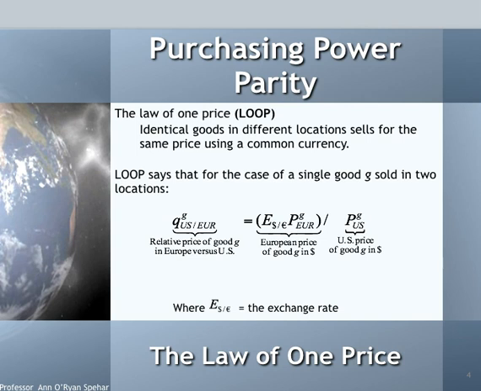So this exchange rate, we're multiplying times the price of the good in euros. And what we end up with is the price of that good in dollars as it's being sold in Europe. And I divide that by the exact same good's price being sold in the United States. If the law of one price holds, I'm going to expect this to equal 1.